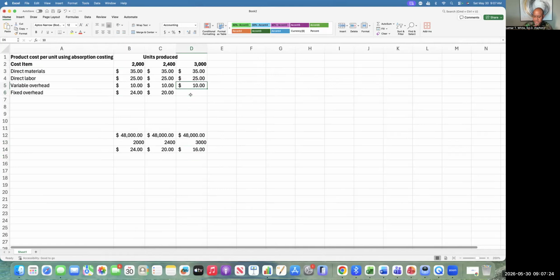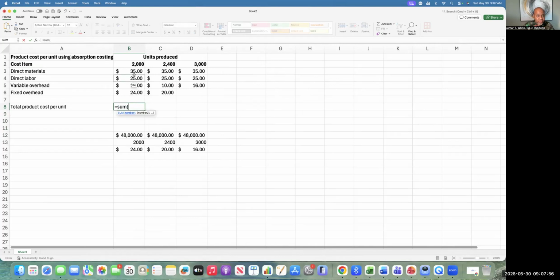All right, so I'm going to put 16 here. And then I'm going to get my total product cost per unit. And then I'm just going to add these numbers. Uh-oh, I'm not sure what happened there. Because the sum of these numbers. Okay, there we go. So at 2,000 units, my total product cost per unit is $94.